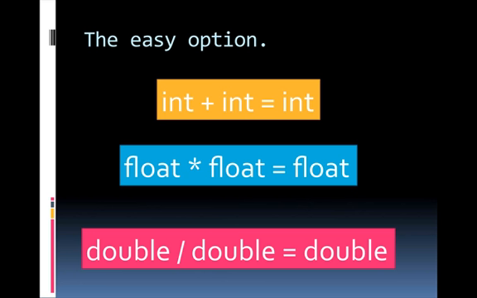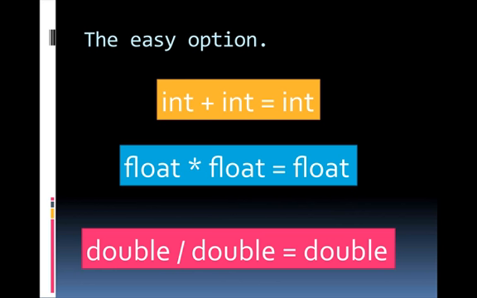Generally speaking, when we do mathematical operations on data of the same type, for example, 2 ints or 2 floats or 2 doubles, it's very easy. The answer that Java is going to return to us is going to be of that type. So if we add 2 integers together, we're going to get an int. If we multiply 2 floats, we're going to get a float. If we divide 2 doubles, we'll get a double as our answer.